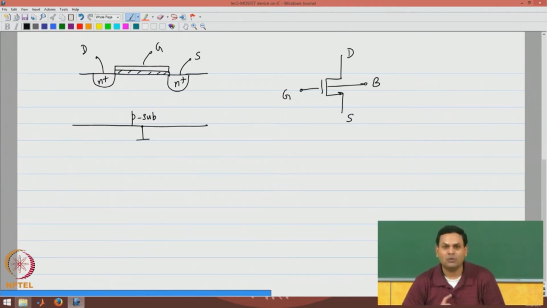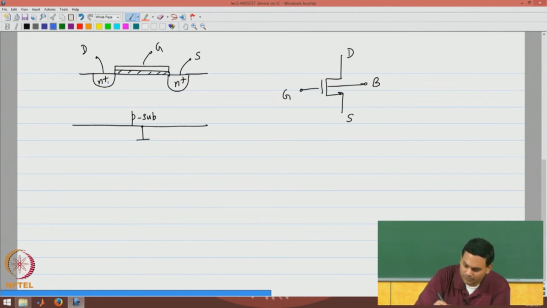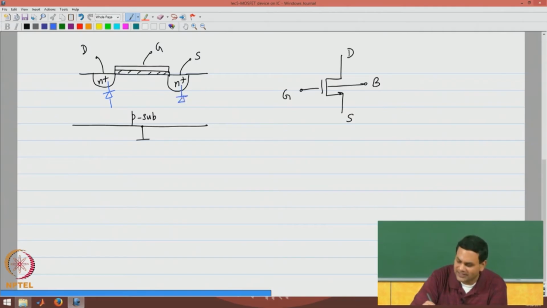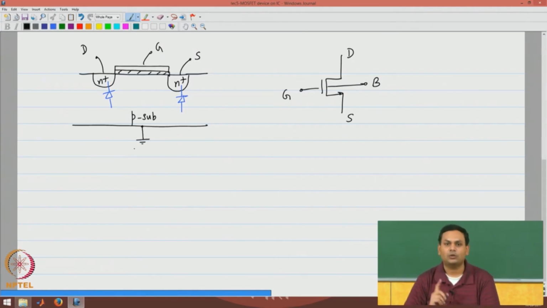Normally, all NMOS devices on the same substrate will have a common bulk, and to ensure proper operation you need to make sure that these PN junction diodes are always reverse biased, and therefore, the P substrate is always connected to the lowest potential on the integrated circuit. We will assume that we are working with unipolar circuits, and therefore, the lowest potential is ground. So, the substrate terminal is not under your control, it is always connected to ground.